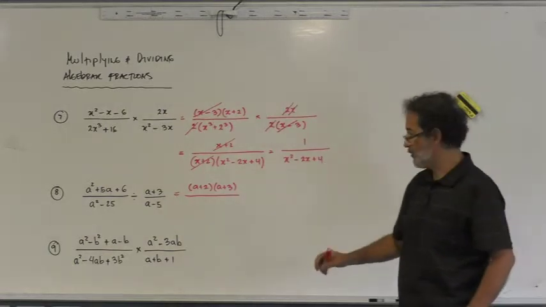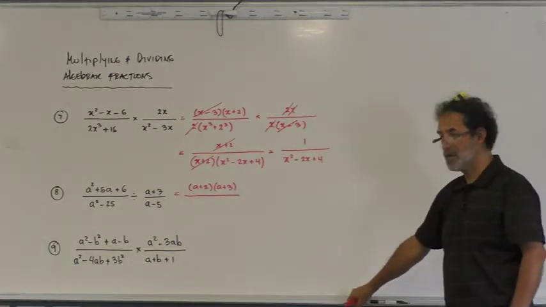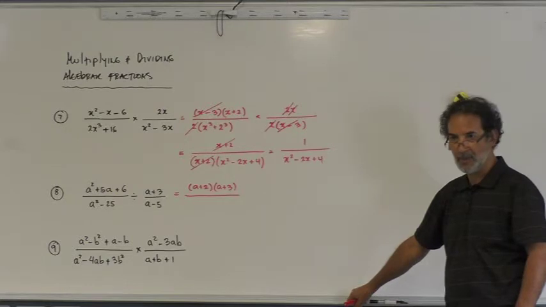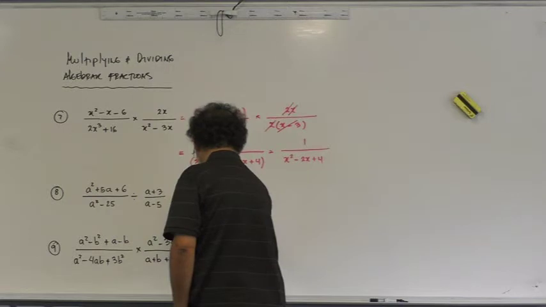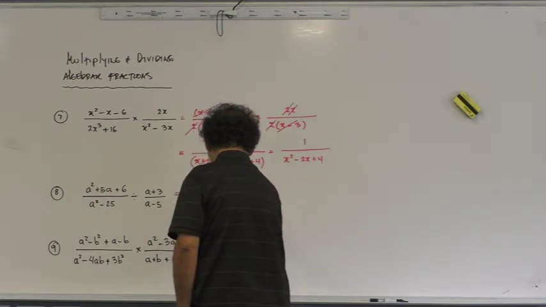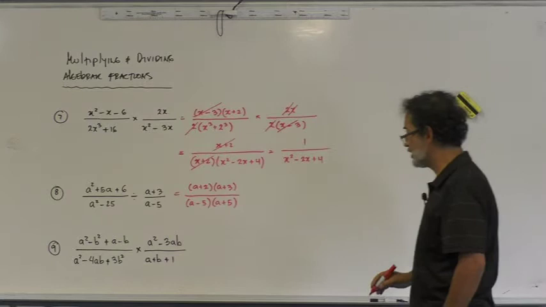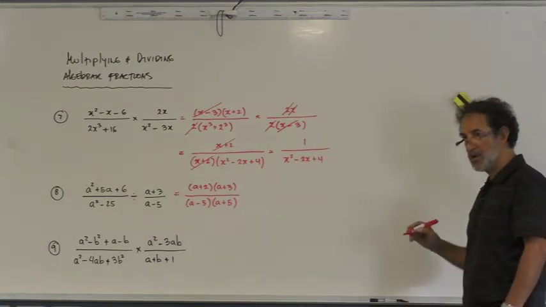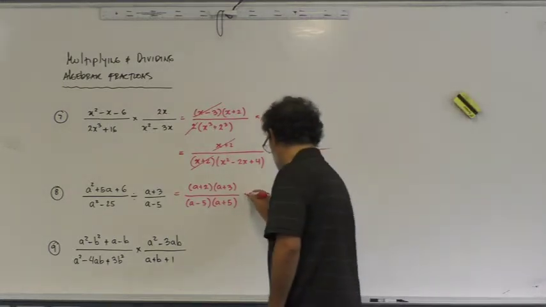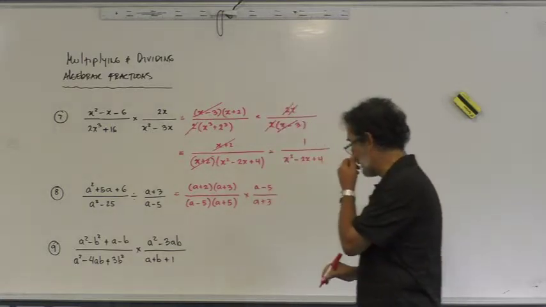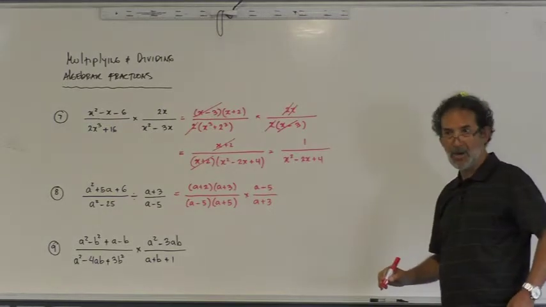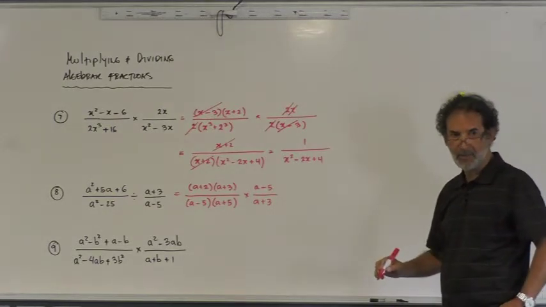Okay, what about the bottom? A squared minus 25. So that is a minus 5 and then a plus 5. All right, so difference of 2 squares. And then we're going to multiply by the reciprocal of this fraction. So we multiply by a minus 5 over a plus 3. And then we can see clearly what we can simplify.